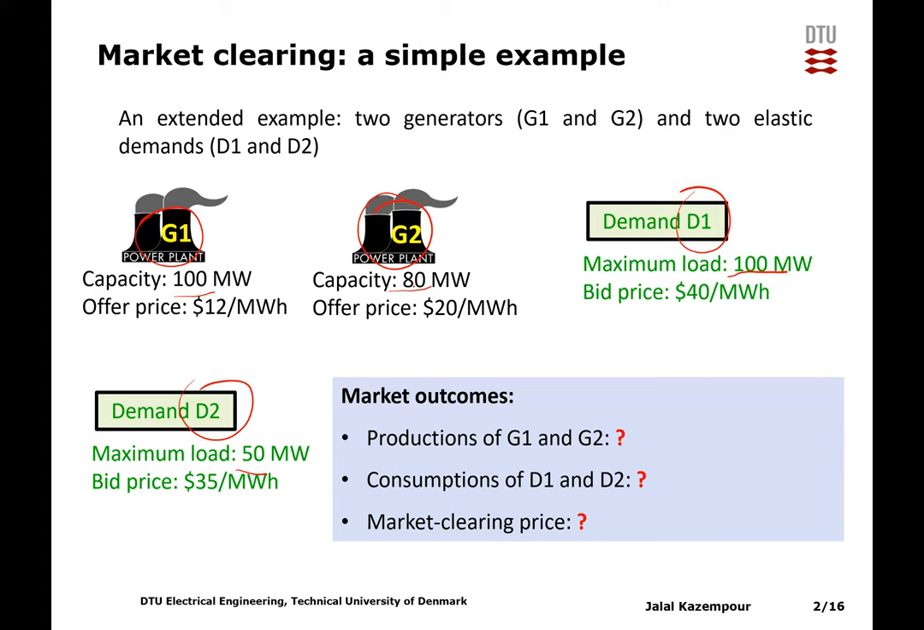Yes, thank you. So first we will fully dispatch the cheaper generator, which is G1. So G1 will be 100 and the rest of the demand will be supplied by G2, who is the expensive generator. So 100 by G1 and 50 by G2. And similarly, both demands will be fully supplied because their bid prices are way higher than the offer price of the generators. So again, it's 100 and 50.